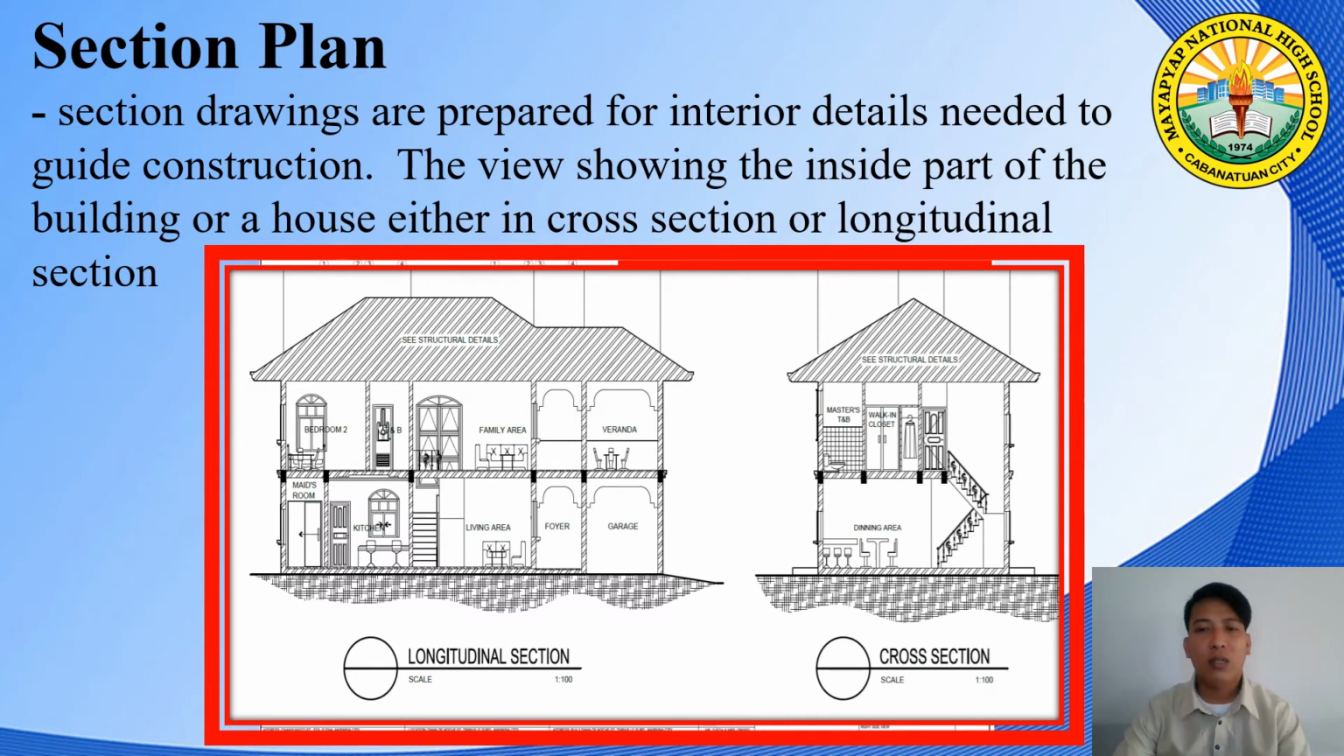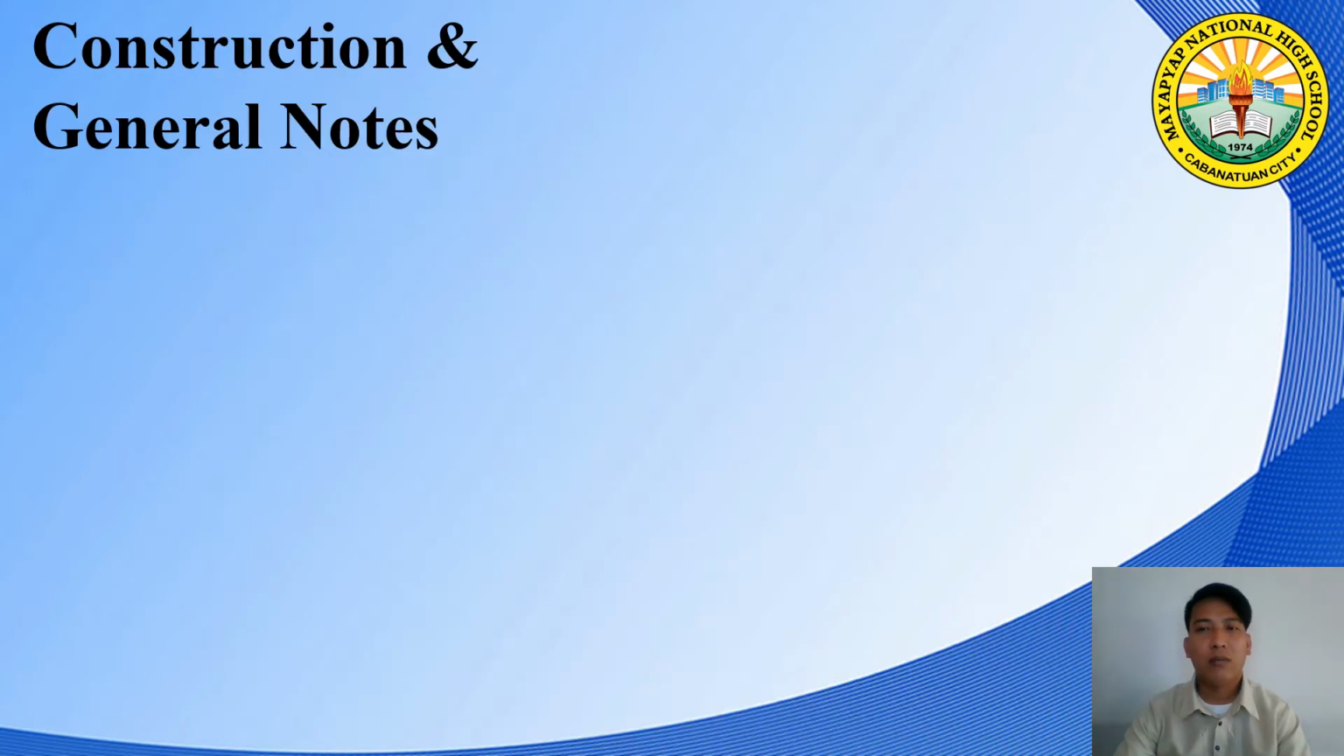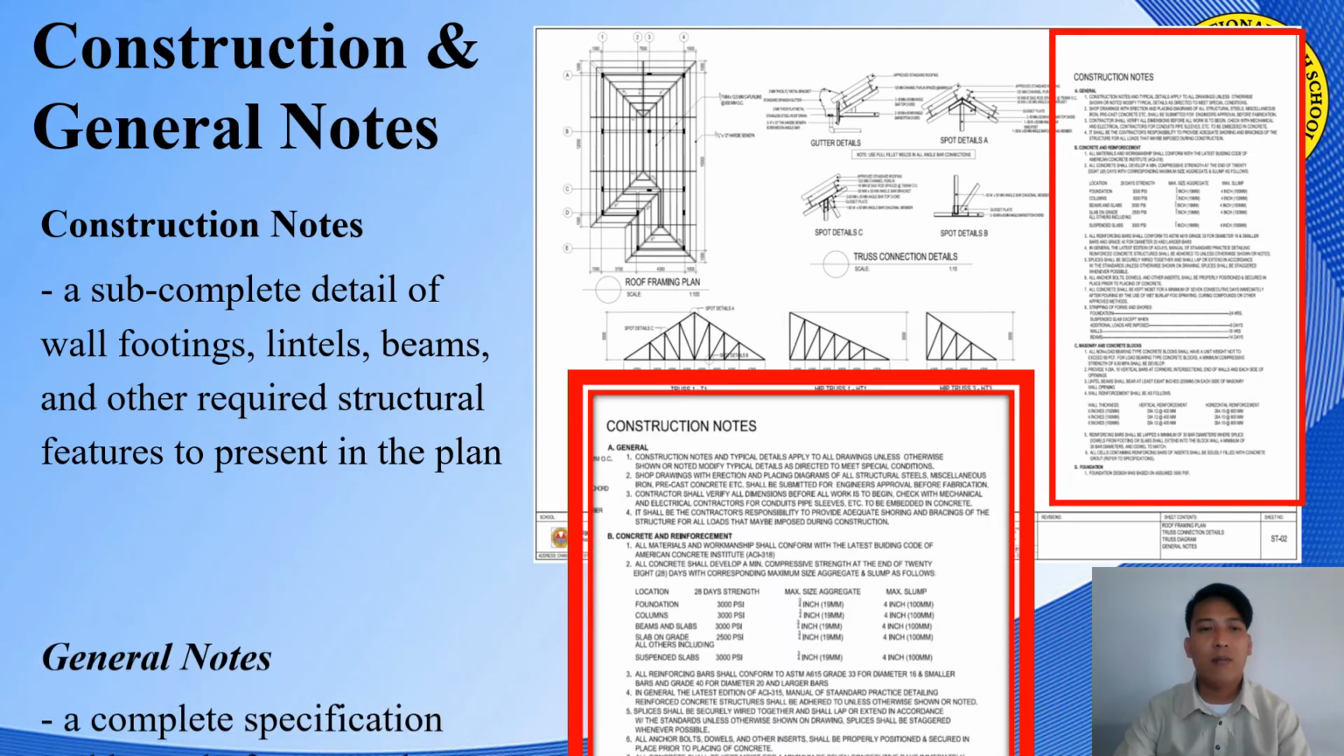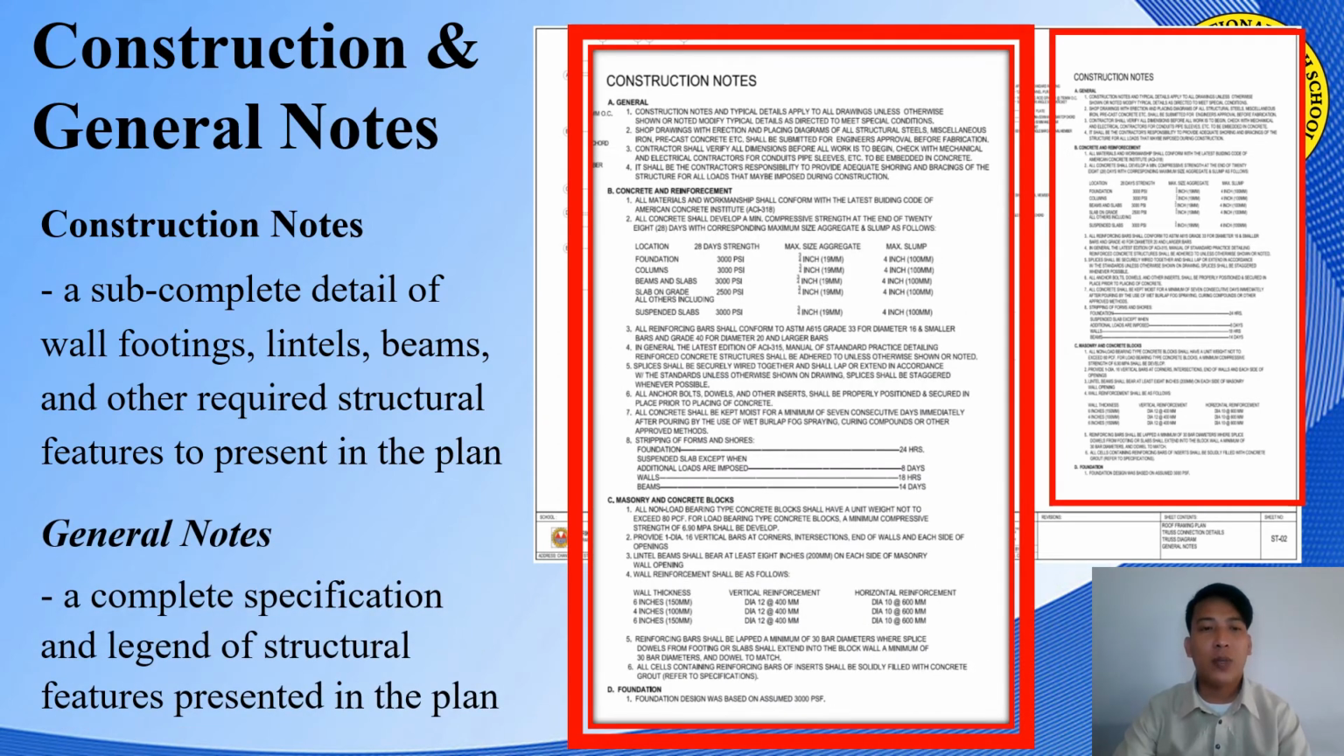Longitudinal section and cross-section. Construction notes: a sub-complete detail of wall footings, lintels, beams, and other required structural features to present in the plan. General notes: a complete specification and legend of structural features presented in a plan.